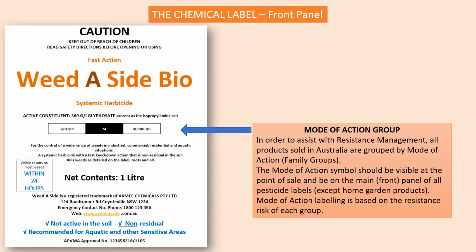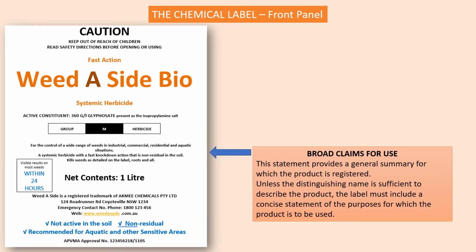The mode of action group: in order to assist with resistance management, all products sold in Australia are grouped by mode of action, or family groups. The mode of action symbol should be visible at the point of sale and be on the main or front panel of all pesticide labels, except home garden products. Mode of action labelling is based on the resistance risk of each group.